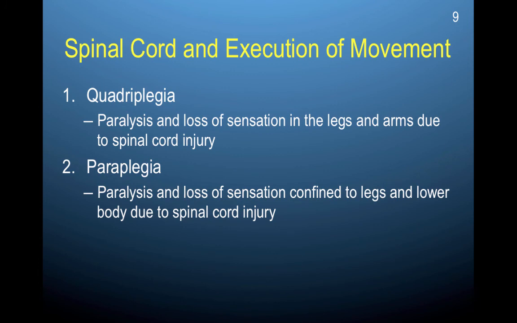As I mentioned earlier, the spinal cord is particularly important for the execution of movement because it basically links the brain and the body. If you have damage to the spinal cord, then you're not going to be able to send the messages to the limbs, to the various parts of your body to engage in movement, nor is your body able to send the information that it receives up to the brain. Quadriplegia is paralysis and loss of sensation in the legs and arms due to spinal cord injury, and paraplegia is paralysis and loss of sensation confined to the legs and lower body due to spinal cord injury. Those are two types of spinal cord injuries.